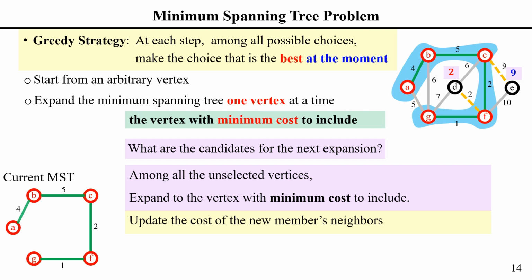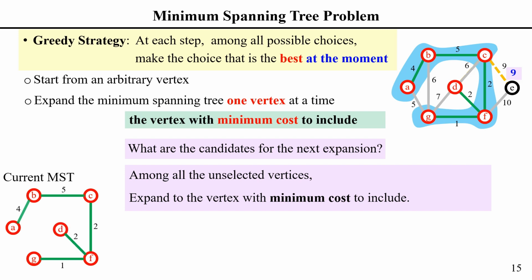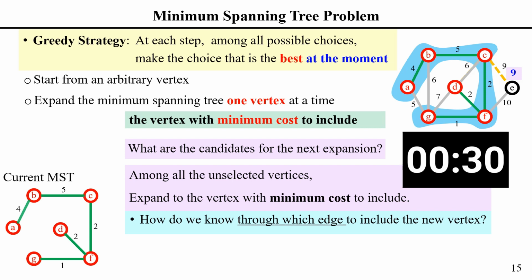I bet you guys are an expert on this procedure by now, but I have a challenge for you in the next round. In the next round, among all the unselected vertices D and E, we expand to the vertex with the minimum cost to include, which is D in this case. Well, here comes your next test. When we are about to add a new vertex to the current minimum spanning tree, how do we know through which edge to add it? Not just for D, but in general, every time we add the new vertex, how do we know through which edge to add that new vertex to the current minimum spanning tree? Now you have 30 seconds to think about that. Let's go.